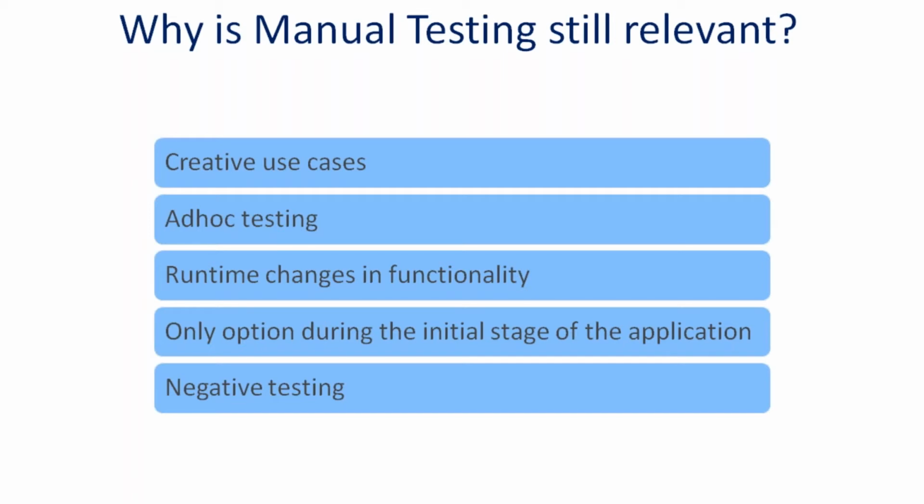The last but not the least is the negative testing. Now, negative testing can be done more rigorously by manual testing as compared to automation testing. I'm not saying that you cannot achieve that through automation testing, but if you want to do more rigorous negative testing, I believe manual testing is the best testing to go ahead with. So let's see how we are doing it in the current scenario.